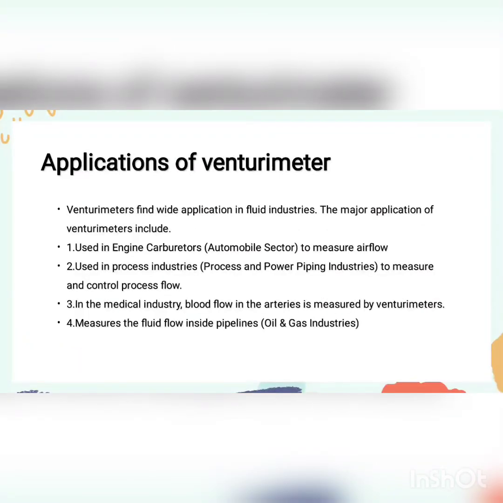Now coming to the applications of Venturimeter. Venturimeters find wide applications in fluid industries. The major applications of Venturimeter include: it is used in engine carburetors, that is the automobile section, to measure airflow, and also used in process industries to measure and control process flow. In the medical industry, blood flow in the arteries is measured by Venturimeter. It is also used to measure the fluid flow inside pipelines.